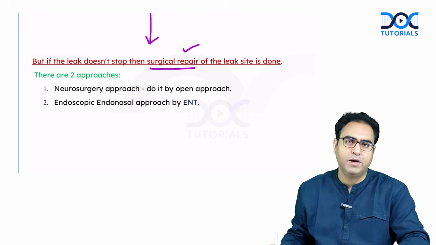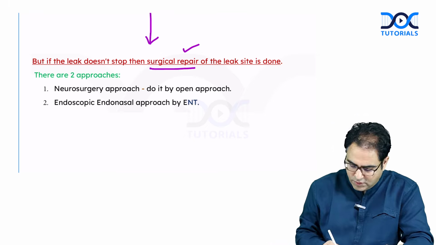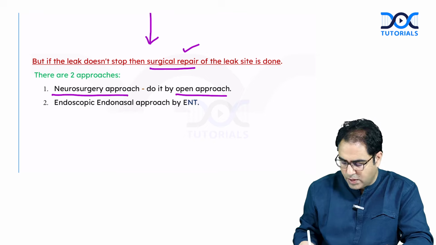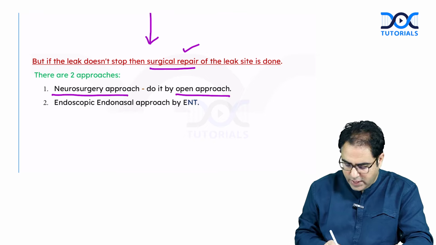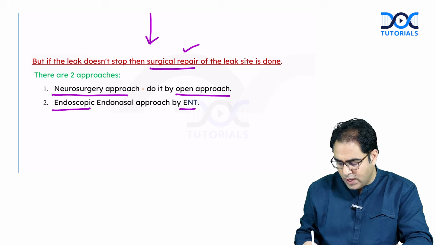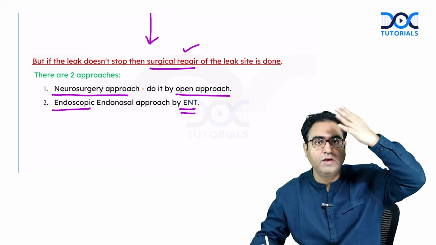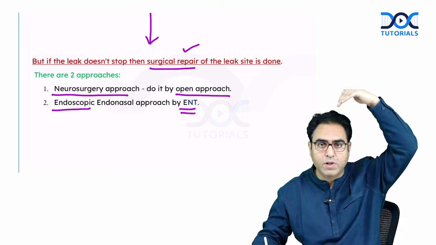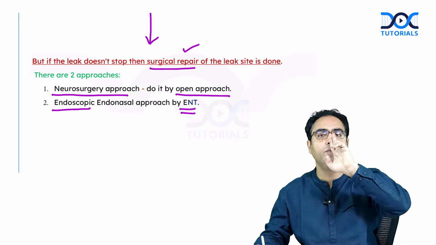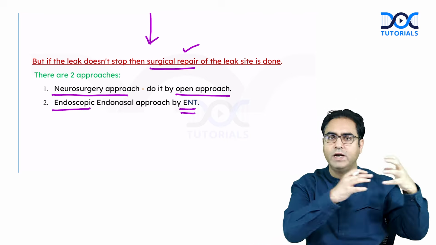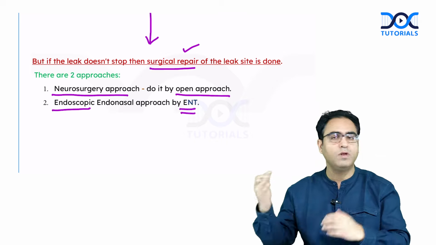Who does the surgical repair? Two departments. One is the neurosurgery people by open approach, and number two, the ENT people are doing it through the endoscopic approach, because the roof of the nose is the base of the skull. So they approach from the upper side and we go through the endoscope and approach from this side. So the ENT approach is the endoscopic approach and the neurosurgery approach is the open approach.